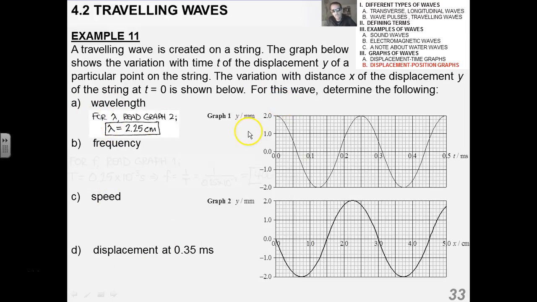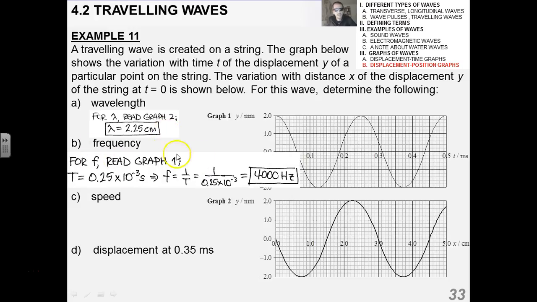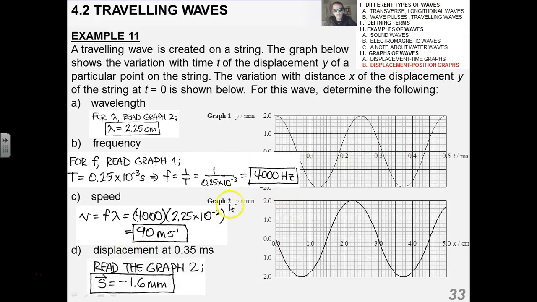Wavelength, straightforward. Frequency is 1 over the period. The speed, you just use the wave equation. A more interesting question, what is the displacement at 0.35 milliseconds? All you do is just read the second graph. At 0.35, it's somewhere down here, which is negative 1.6.